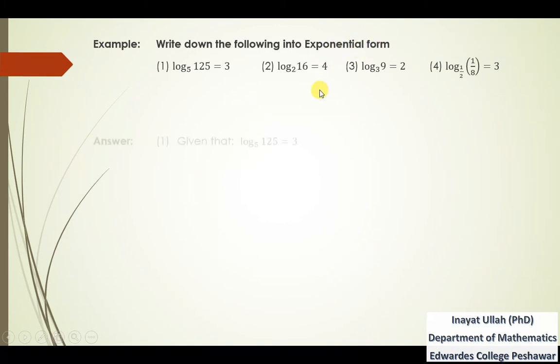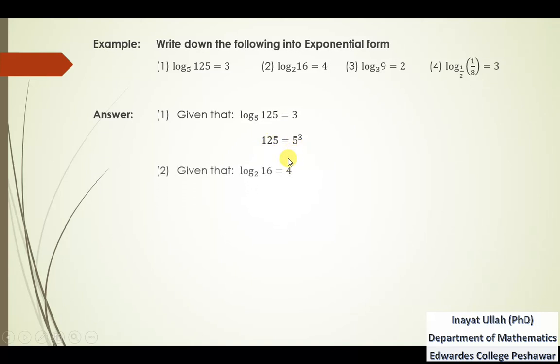So how could we convert log to exponential? The first question is given to us. We are going to remove this log from this side. How could we remove this log? If you remove this log from that side, convert this base towards that side and make 3 the power of 5. So 125 is equal to 5 cube. So that is the exponential form. That is very easy. Number 2, log to the base 2, 16 is 4. Removing this log from this side, we are left with 2 power 4.